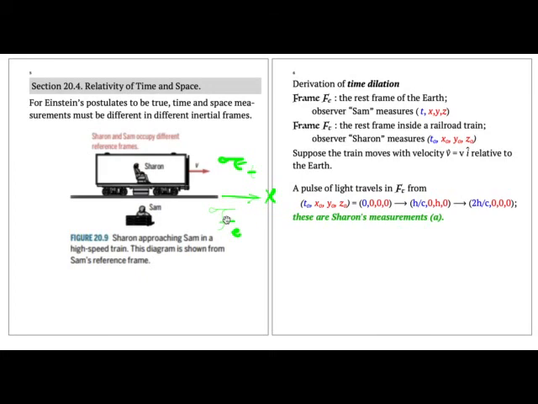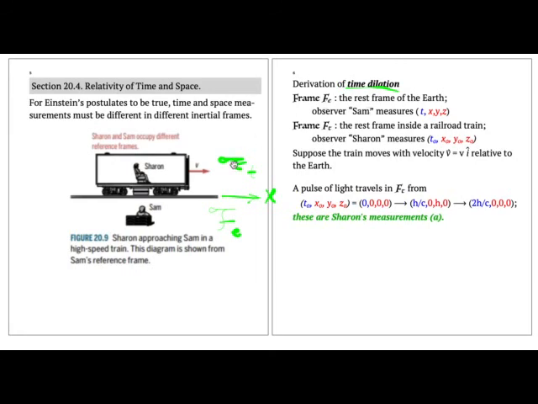The clocks and watches that Sharon has and the clocks and watches that Sam has are identical. And the rulers that Sharon has are identical to the rulers that Sam has. But Sharon's clocks and rulers are moving relative to Sam's. And that will result in different measurements using those apparatuses. Let's start with time dilation. Comparing times measured by the two observers. So we'll derive the results for time dilation.